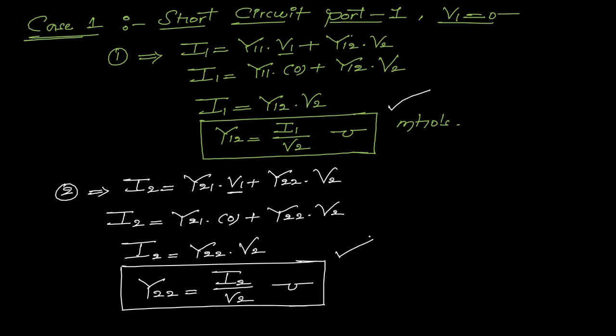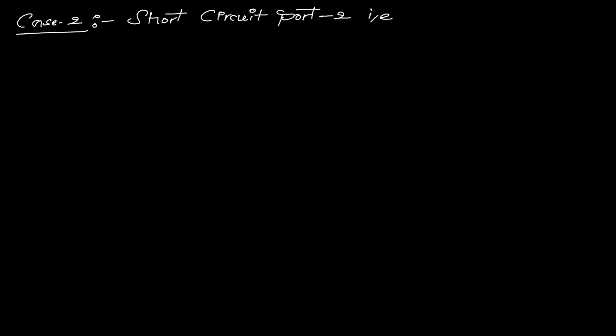Clear? Now coming to case number 2. In case number 2, we are going to find the value of the remaining two parameters. In case 2, what we are doing is short circuit port 2. If we short circuit port 2, the value of V2 is equal to 0.